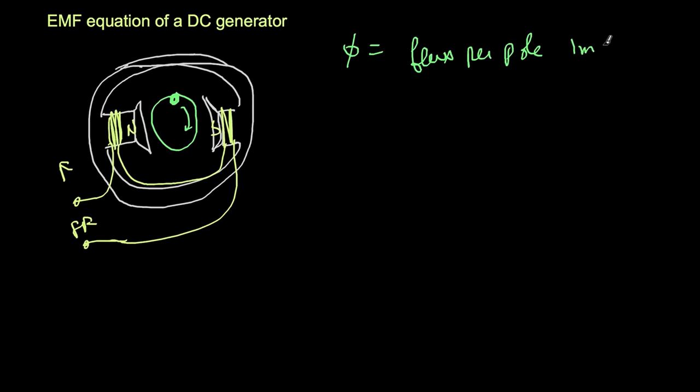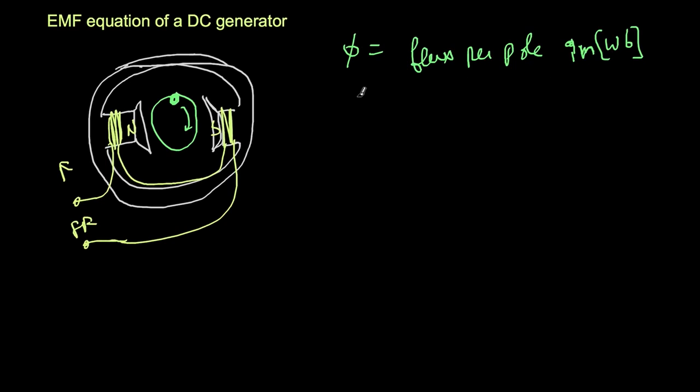In Webers. So this pole has phi amount of flux, and this also has phi. So the total flux here is 2 phi actually, so that way you need to count the flux per pole. The flux per pole is actually constant. Unlike in an AC machine where the flux keeps on varying, here the flux is constant, like a constant DC value.